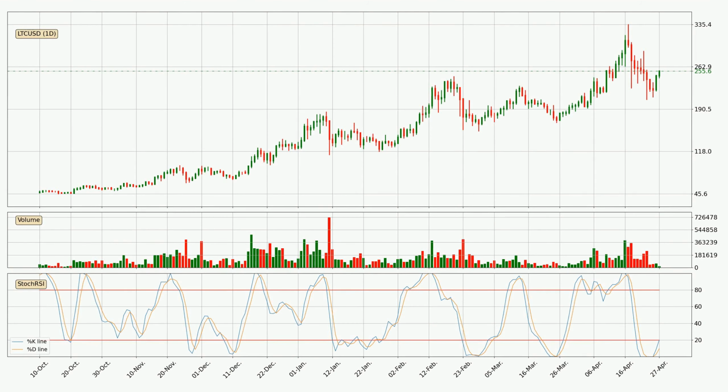Jumping to the daily stochastic RSI, both the %K and %D lines are in the lower region, which means that the price is getting oversold and soon a trend change or at least some kind of consolidation could be expected. The K line is currently above the D line, which shows that the trend has shifted to the upside.